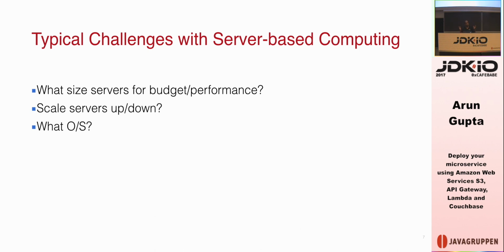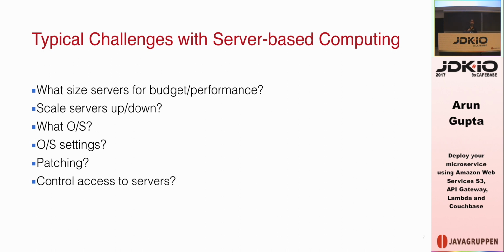Let's go a step up. What operating system should I use? Debian, Ubuntu, CentOS, or do I get more driven by where my company has signed the end user license agreement? What operating system settings should be there? I need to tune it for my right database connection pooling. If a new patch comes up, I am responsible for patching. How do I access the control to the servers? And then lastly, deploy new code to the server.